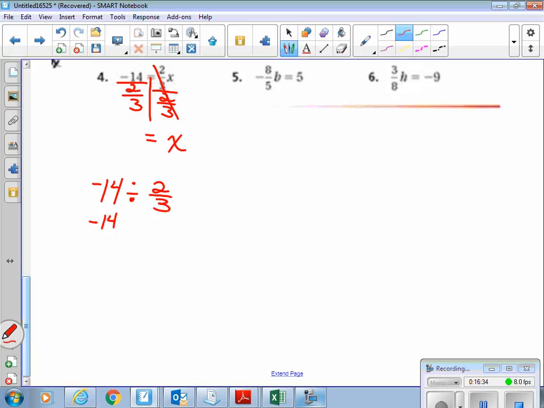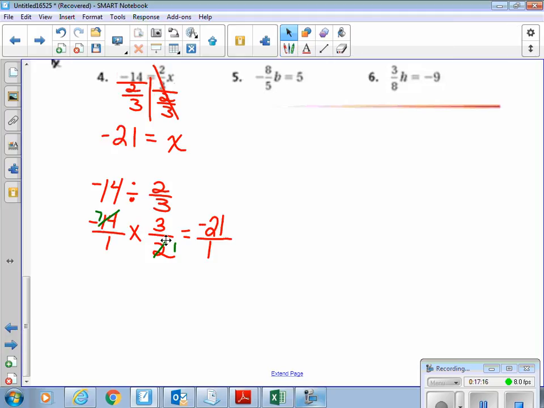Negative 14 is my keep. I'm going to write it over 1 so that it's a fraction. Change from division to multiplication. The reciprocal of 2/3 would be 3/2. Looking diagonally, do I see anything that can be canceled? I see that 2 and 14 have 2 in common. They're both divisible by 2. 2 divided by 2 is 1. 14 divided by 2 would be 7. So we're looking at a negative 7 times a positive 3, which would give me a negative 21. 1 times 1 is 1. Negative 21 over 1 is simply just negative 21 for x.